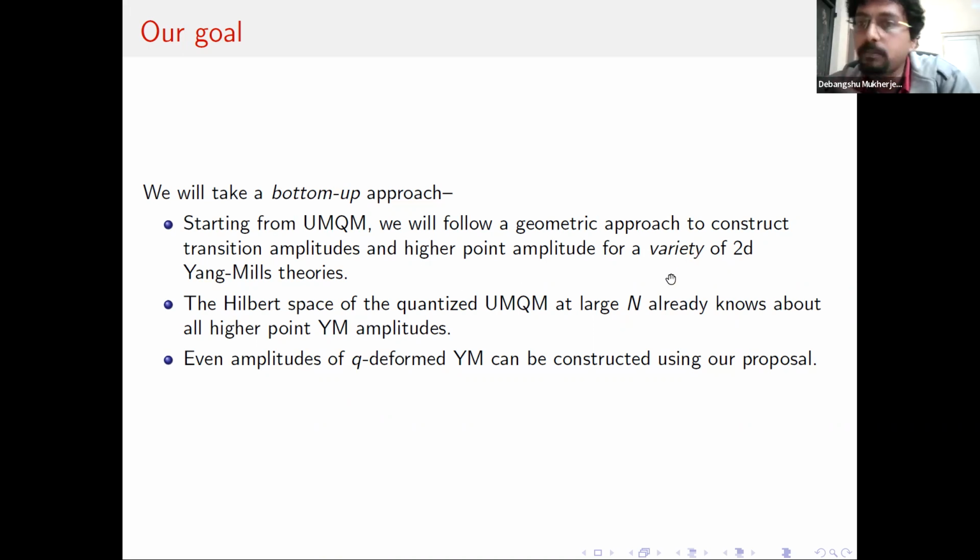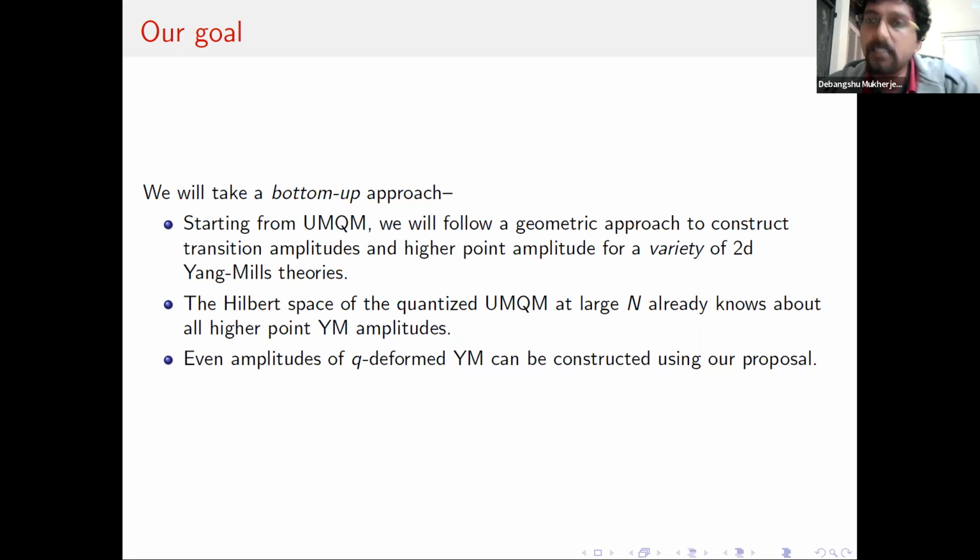I will come later to what exactly I mean by a variety of 2D Yang-Mills theories. The next thing that I'm going to do is consider fluctuations around classical solutions of this unitary matrix quantum mechanics, but in phase space. So most of our game and the juice of this talk will be centered around how to get out the maximum amount of information about these 2D Yang-Mills theories from the phase space picture in the large N limit.